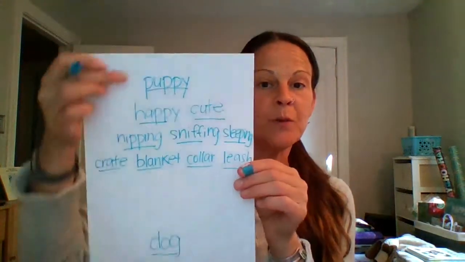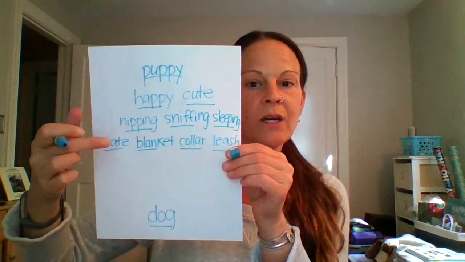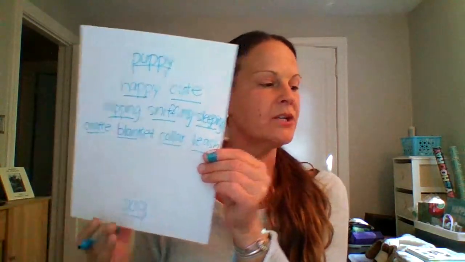Okay, now let's see. I'm going to say things to do with a puppy or a dog that are nouns, person, place, or thing. Let's see. I'm going to say crate. Some puppies stay in a crate. Blanket. And then collar and leash, because those are things you might need to walk your dog. Okay, so puppy, happy, cute, nipping, sniffing, sleeping, crate, blanket, collar, leash.